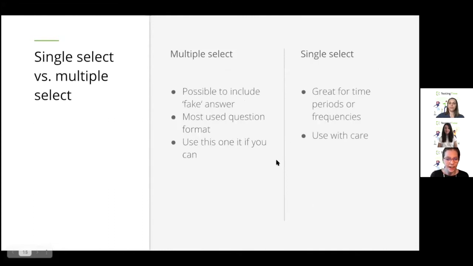Whenever I can, I always use multiple select questions, since they're so versatile and give you the possibility to kind of hide what you're looking for with matching irrelevant answers. And sometimes it's even possible to include a fake answer. That is, if you're asking what shops you have shopped before, for example, you can add one that is invented or doesn't exist, and someone who would click this is immediately disqualified, since this person is obviously a liar.